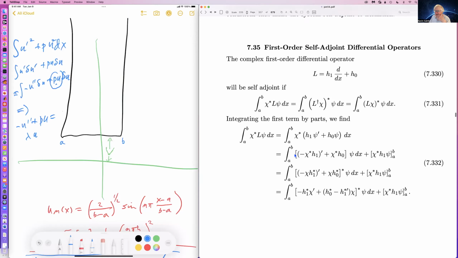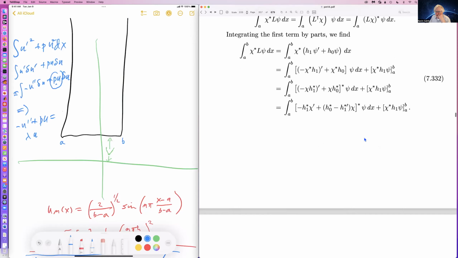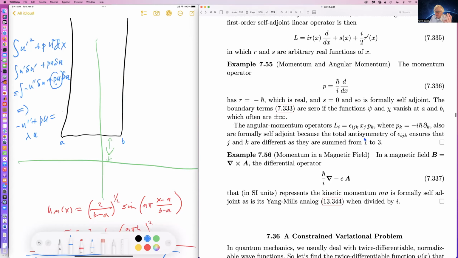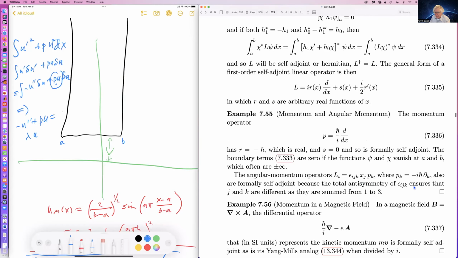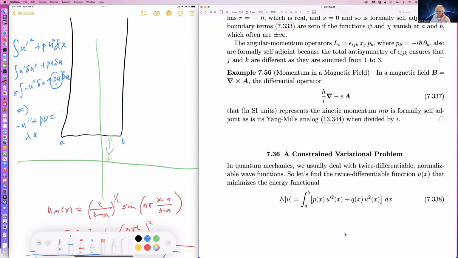So last time I showed you how to make first order self-adjoint differential operators, and we went through that, and then we found that the momentum and the angular momentum and the momentum in a magnetic field, these are all self-adjoint first order differential operators.